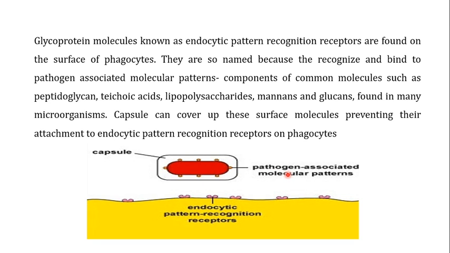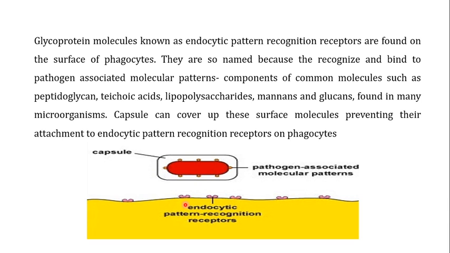These pathogen associated molecular patterns can include peptidoglycan, teichoic acid, lipopolysaccharides, mannans, and glucans, which are present in many microorganisms. So what the endocytic pattern recognition receptors of the neutrophil do is recognize these pathogen associated molecular patterns, and when they recognize them, they bind to them, therefore going for the phagocytosis of the bacteria.